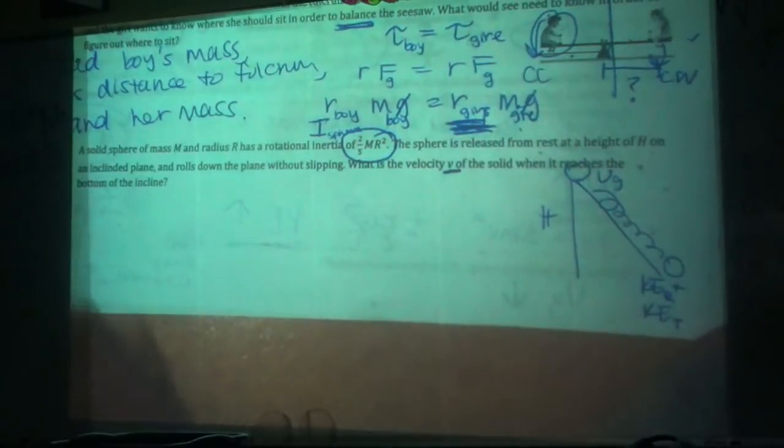So we're going to write our conservation of energy equation. The gravitational potential goes to the translational kinetic and the rotational kinetic energy. This is 1/2 mv squared, this is 1/2 I omega squared, and this is mgh.